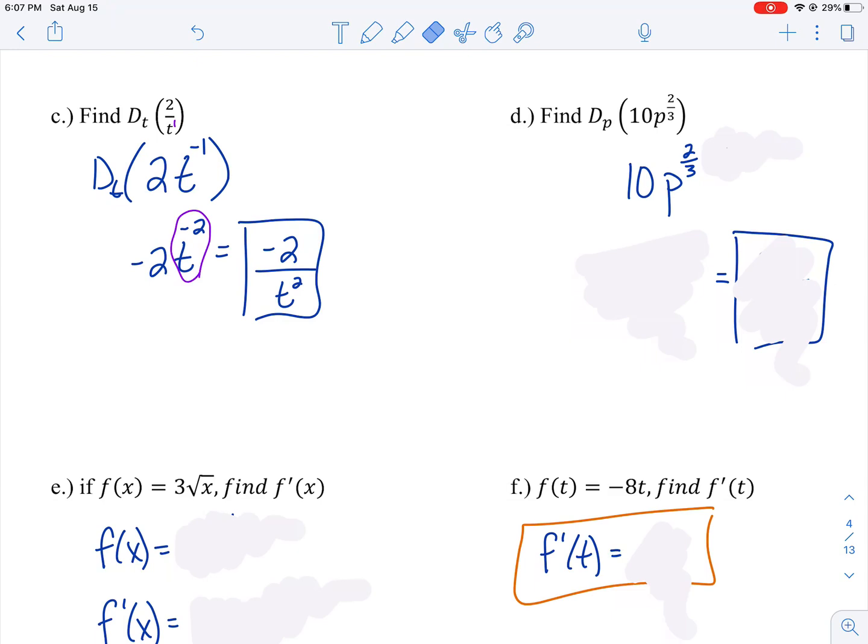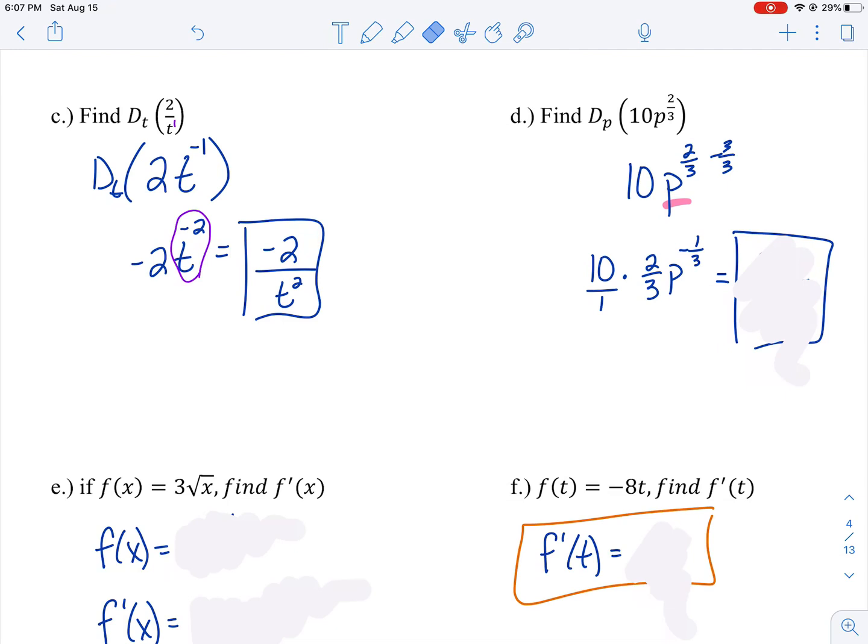All right, look at D. D has a function 10p to the 2/3. We have a 10, a coefficient, that we can leave alone. Then I can just find the derivative of the rest of my stuff. I can bring the 2/3 forward, and then I can subtract 1 from the exponent, or subtract a 3/3, which is really 1 just with a common denominator. When I do that, I have the 10 coefficient, I have the 2/3 that I brought forward. When I take 2/3 minus 3/3, I end up getting a negative 1/3.